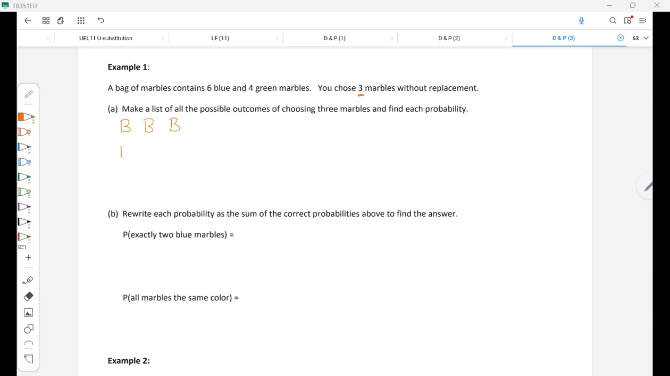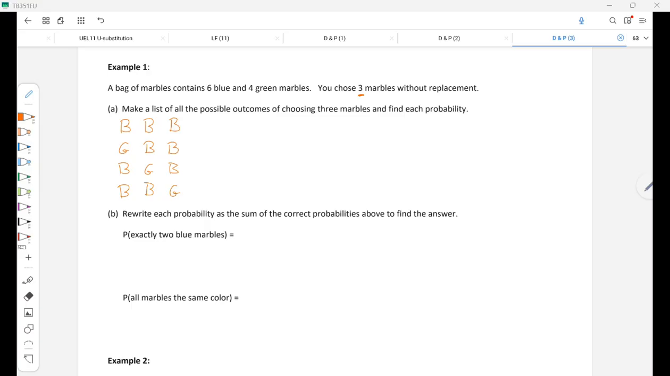But I also could have gotten a green somewhere along the way. So let's consider that one. I could have gotten a green first, and the rest were blue. I could have gotten a green second, but the other picks were blue. I could have gotten a green third, but the other picks were blue. Okay, those things could happen too. Right now I've gotten no greens.